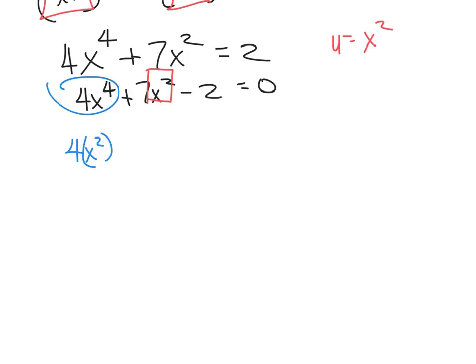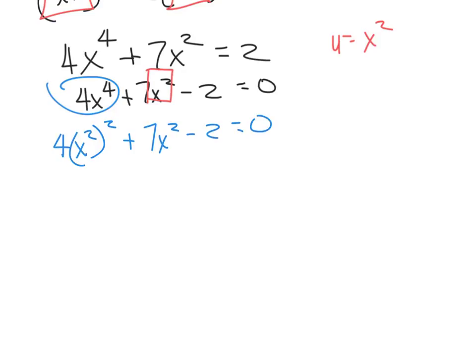And instead of a 4x to the 4th power, I'm going to write it as 4x squared squared. Now this is still x to the 4th power. It just looks a little different. So, let's go ahead and write it again. 4x squared squared plus 7x squared minus 2 equals 0.